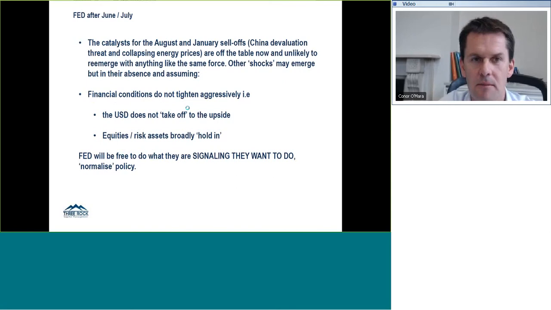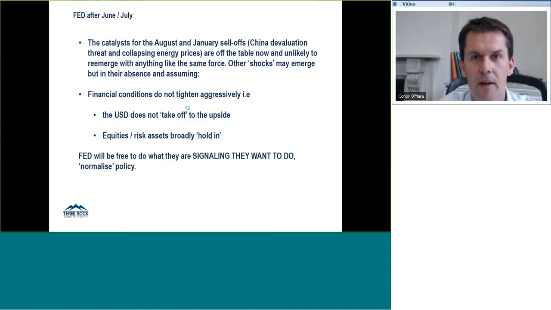So once they do that, what then? Well, I think it's important to say that the catalysts for the August and January sell-off, the Chinese devaluation threat and collapsing energy prices, are off the table now, and they're unlikely to re-emerge with anything like the same force. Now, other shocks may emerge. Brexit's the most obvious one, but in their absence, and assuming that post the Fed hike, financial conditions do not tighten aggressively, and that means that the dollar doesn't take off to the upside, and that equities, risk assets broadly hold in.